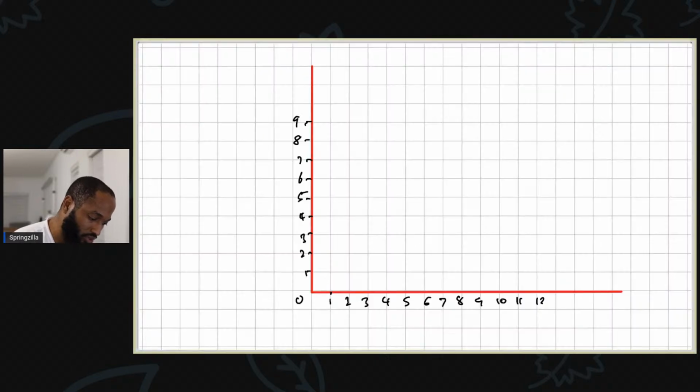OA is 6, 2. So 6, 2, this is E. Like when you give the position vector.